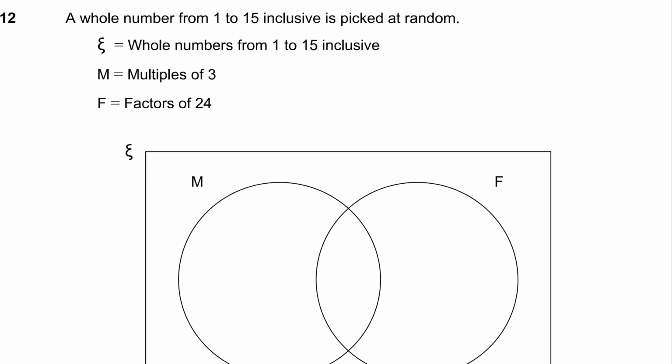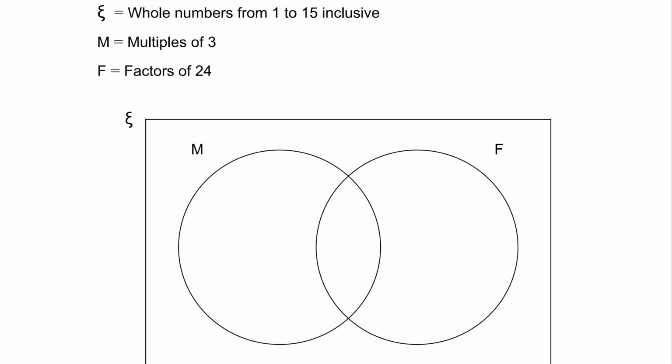Okay, so let's have a think about what we've got here then. So I've got 15 numbers. It might just be worth putting all the 15 numbers in. So we need to decide if each number is a multiple of 3 or a factor of 24.